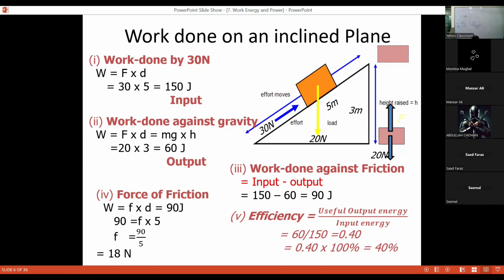So this is a basic simple question where you should clarify your concepts. What is the work done by the force? What is the work done against gravity? What is the work done against friction? Keep these things in your mind whenever we are solving any question regarding energy.